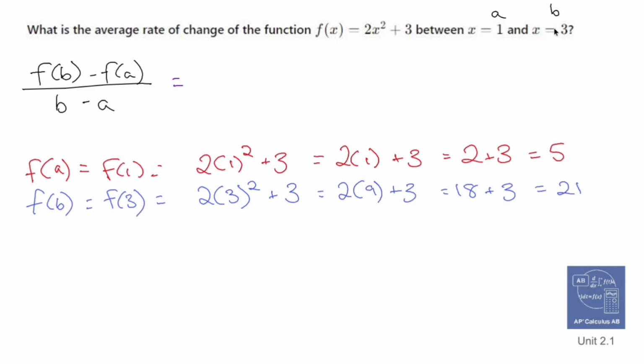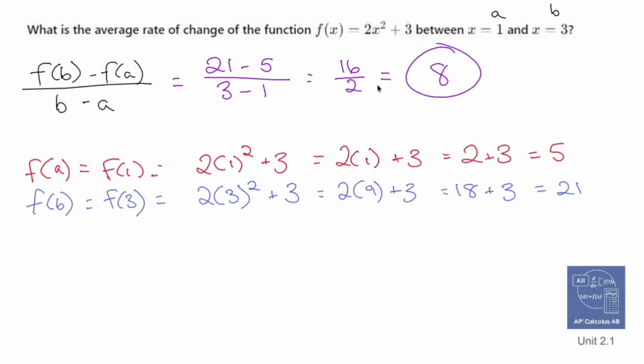All right, f of b was 21 minus f of a, which is 5, all over b, which was 3, minus a, which is 1. 21 minus 5 is 16. 3 minus 1 is 2. And 16 over 2 is 8. So there you have it. The average rate of change between 1 and 3 of this quadratic right there is going to be 8. You're welcome.